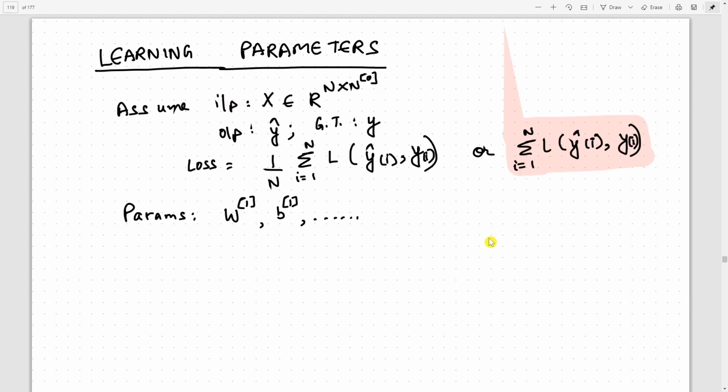So for learning the parameters, let's assume a few things. Let's assume that the input is capital X, as we've been using thus far. It's an n cross n0 dimensional matrix, so n examples, n0 dimensional, and the output is y hat. The ground truth is y, so both of them are n dimensional. We can then write the loss as the average loss over each of these n examples. So 1 over n, summation over i equal to 1 through n, of the loss function applied to y hat of i, which is the prediction for the ith example, and y of i. Now this could be your mean absolute error or mean squared error or something along those lines. And the set of parameters theta which we want to optimize are W1, b1, W2, b2, and so on and so forth.